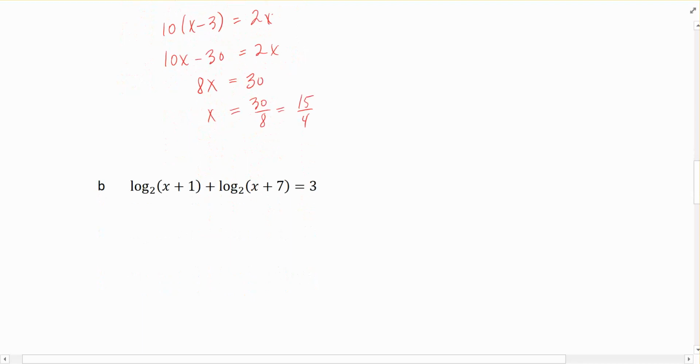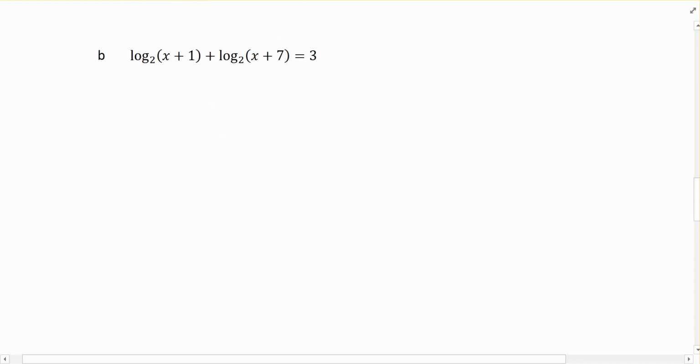Now let's look at a different example. For this one, I have log base 2 of x plus 1 plus log base 2 of x plus 7 equal to 3. Again, I can't rewrite it as a single log, and I can't use the one-to-one property because I have the 3 in here. So I'm going to transform the left-hand side into a single log to set equal to the number 3.